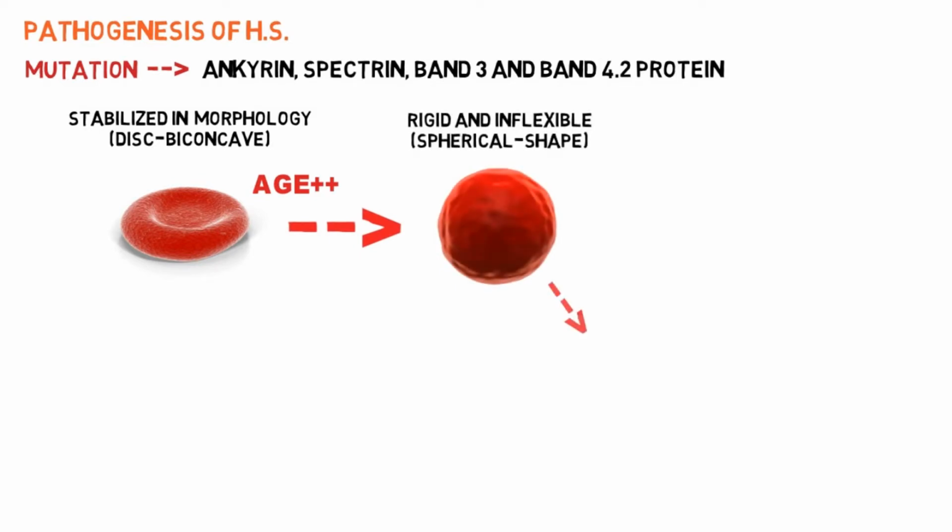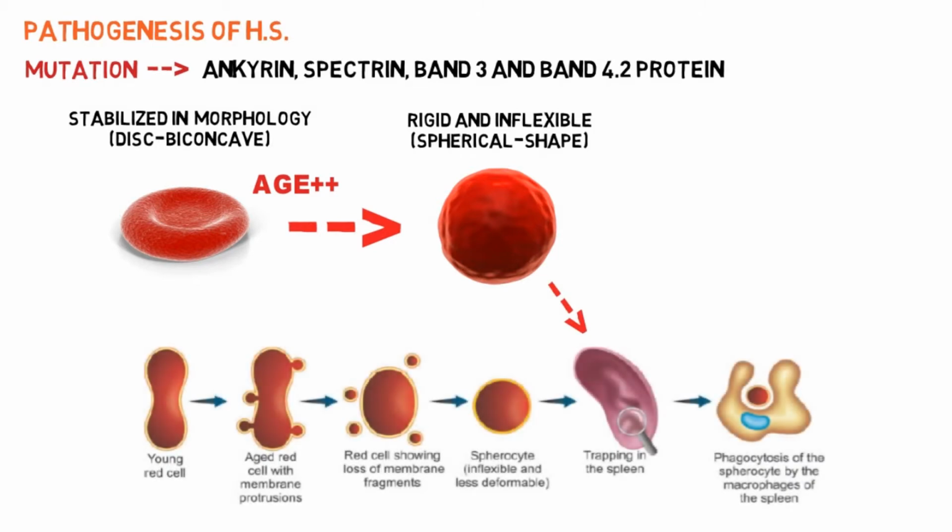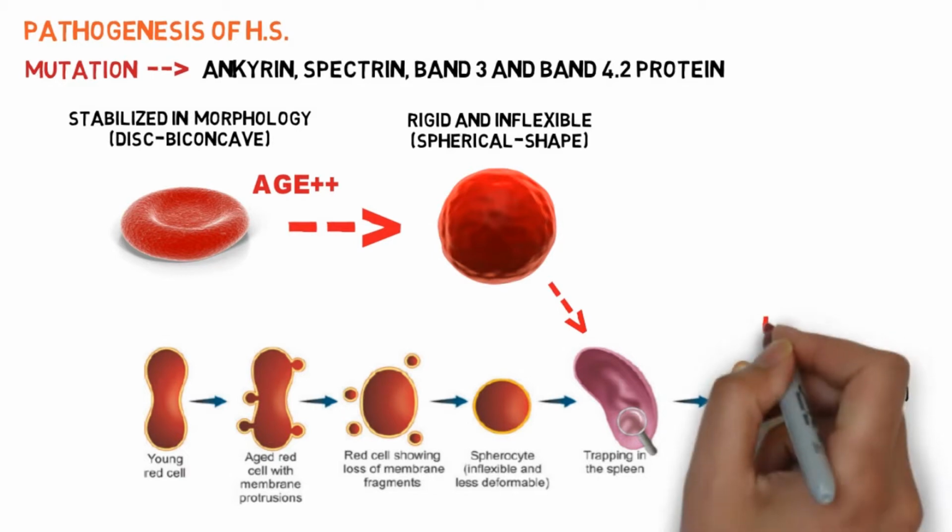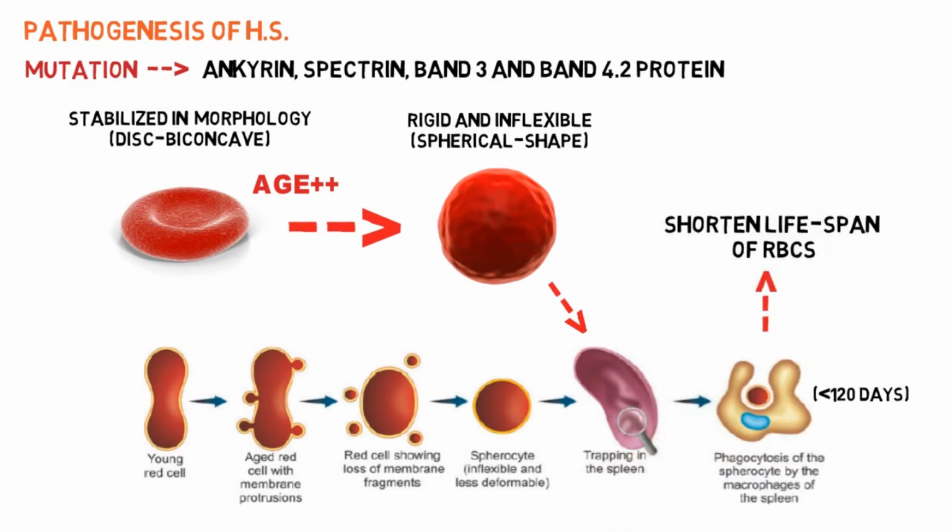A large amount of spherocytes would get trapped inside the spleen, then soon after be cleared out by the mononuclear phagocytic system prematurely, in less than 120 days, leading to a shortened lifespan of RBCs and triggering anemia to occur.